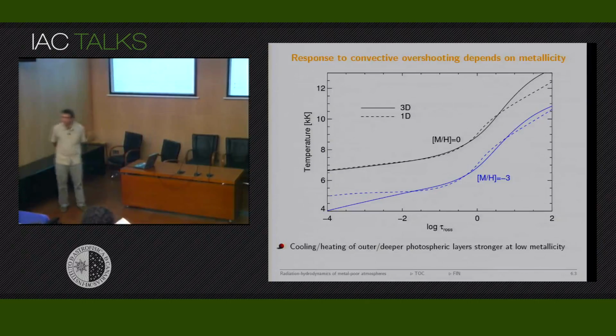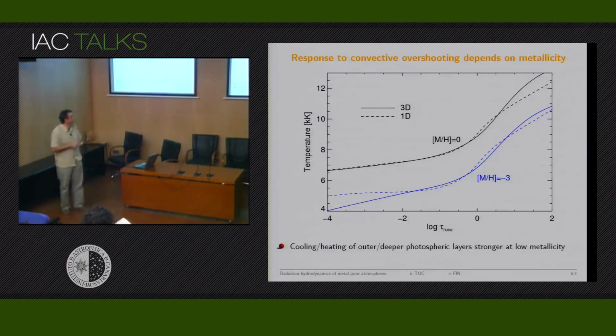And this I try to show here in this graph, this is the outcome. I should say that the solar metallicity model is shifted up by 2000 degrees for clarity. So what is shown here is the horizontal average of the temperature as a function of optical depth for the solar metallicity, and again the subsolar metallicity star. The solid line is the 3D result. The dashed line is the 1D result. And in the 1D models, by construction, radiative equilibrium is assumed in the optically thin layers, which are not affected by convection within the framework of mixing length theory.